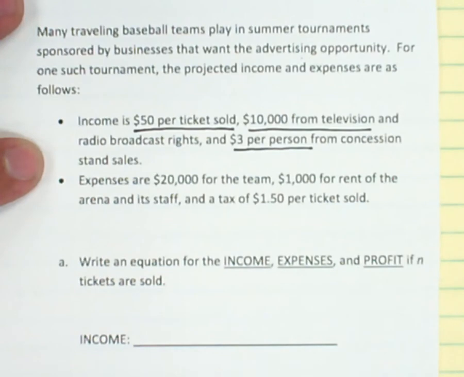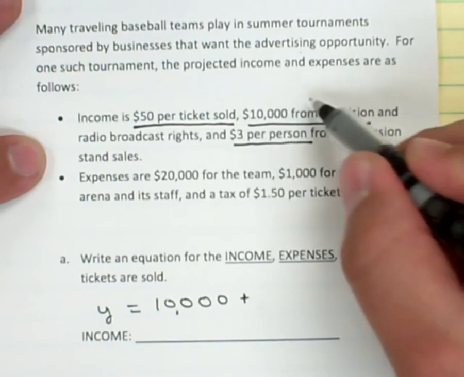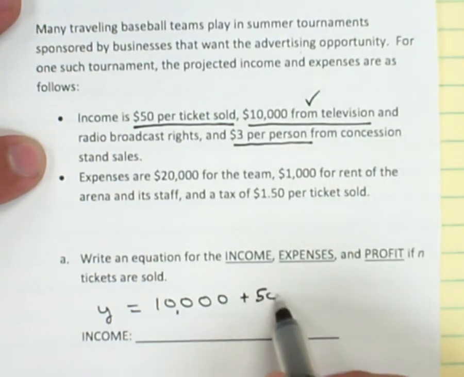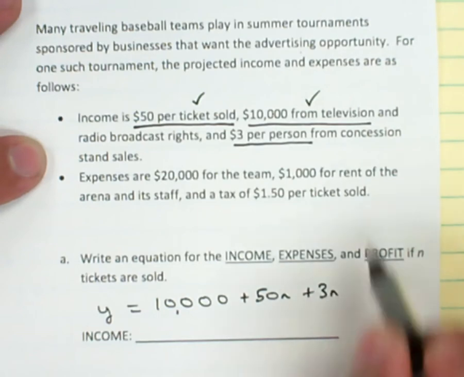Y. Okay, so y equals. I want to write them all separately for now. Okay, 10,000 plus 50 n plus 3 n. Okay, I've used all that information.